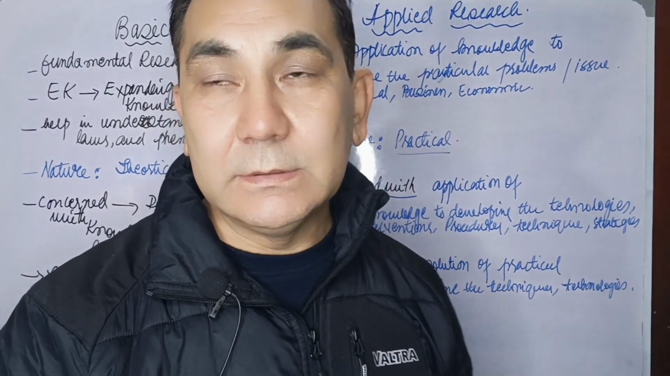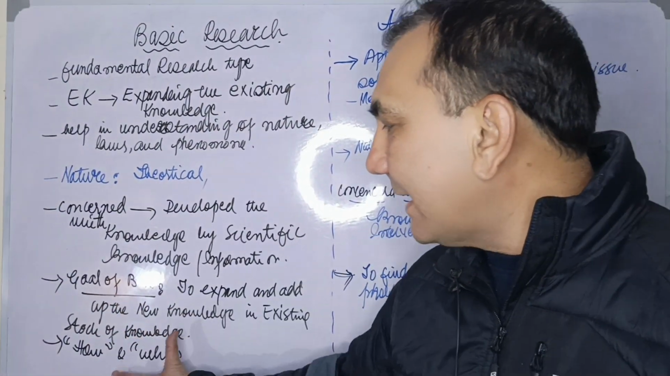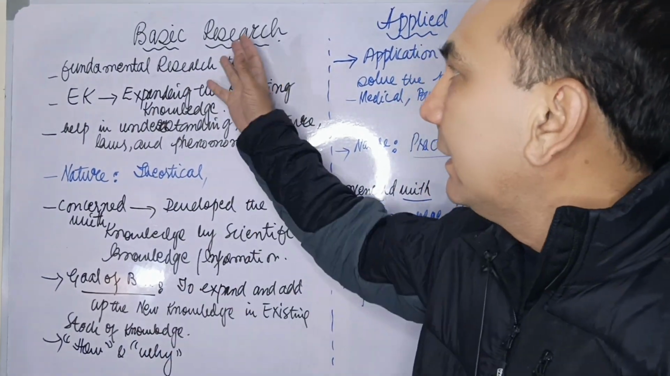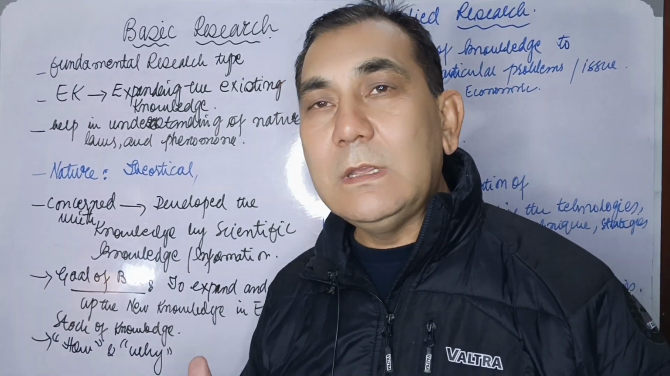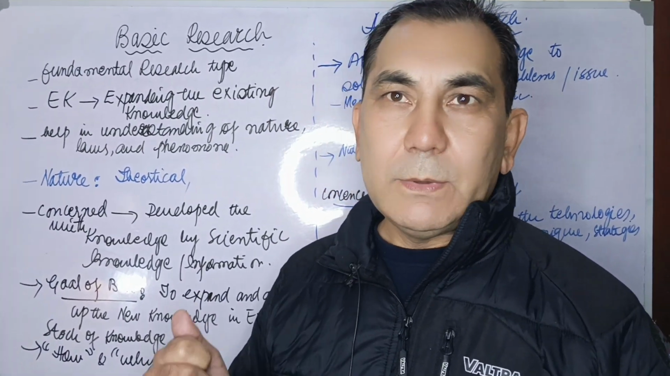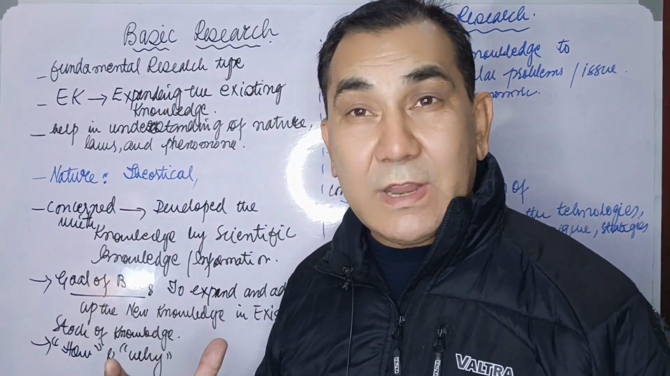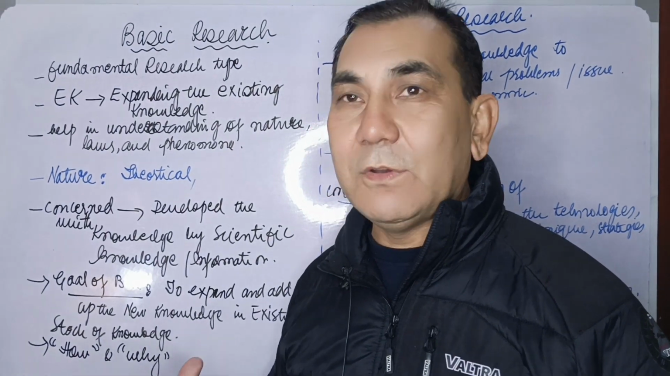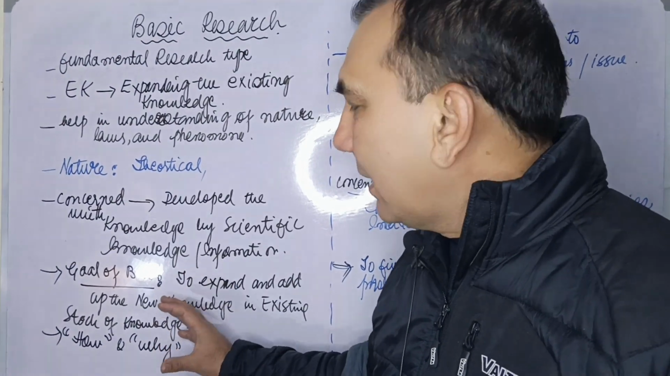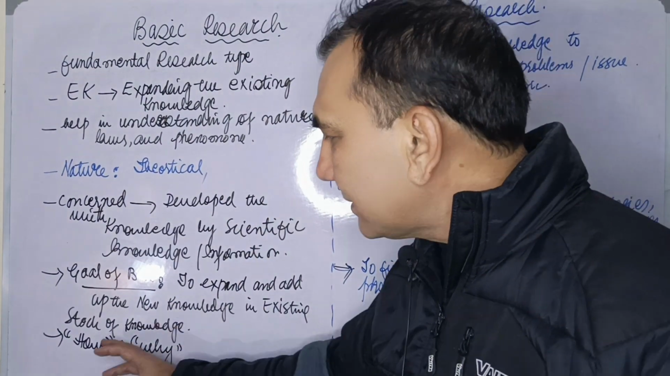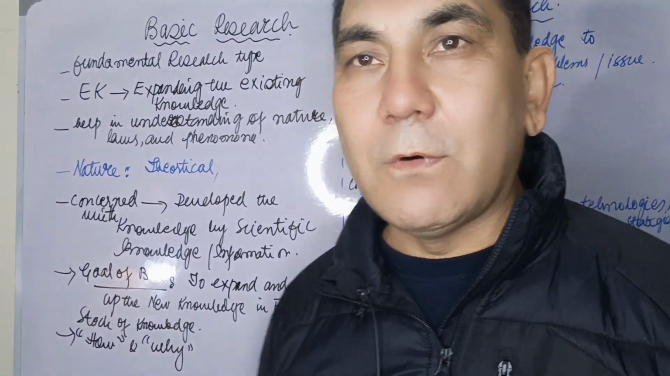How and why: these two questions are mostly to find the answer in basic research. Because in basic research we are developing the theories and the laws. We are going to understand the logic and the phenomena of nature, the knowledge, and to find out the new truth. That's why we use it to find the answer of how and why.